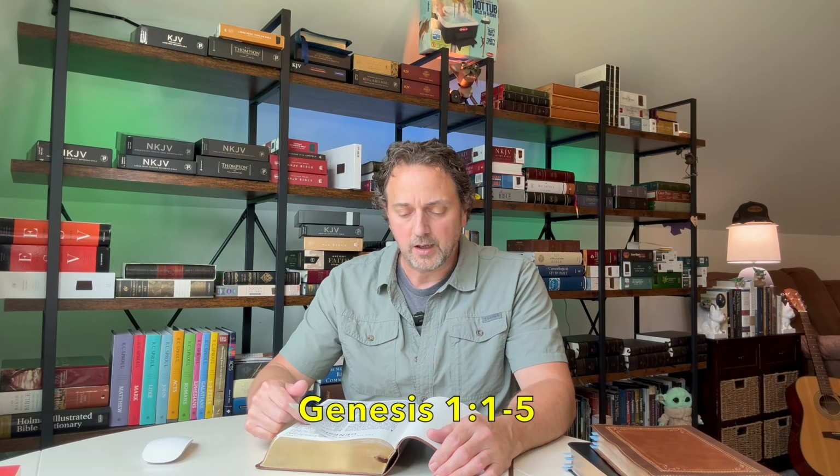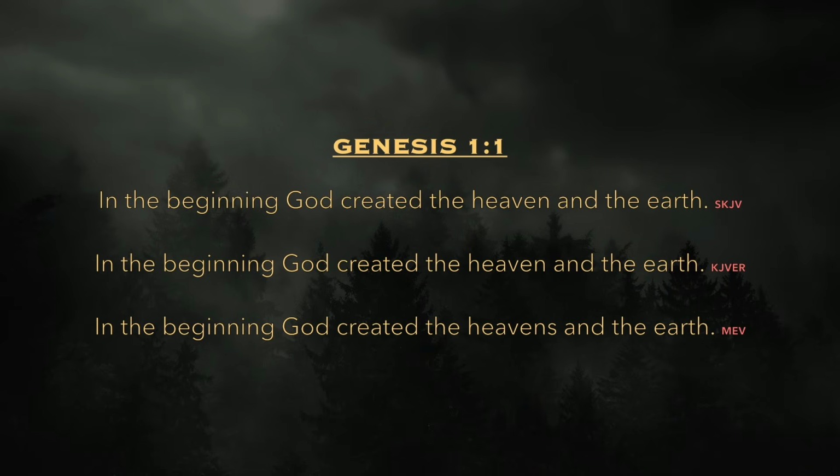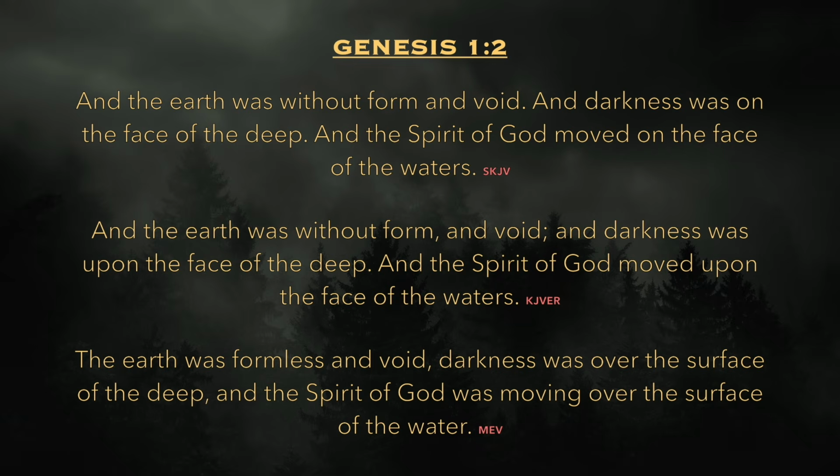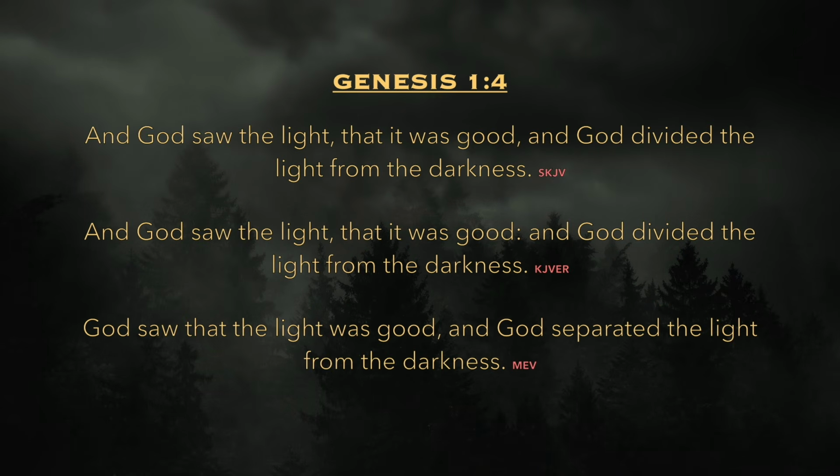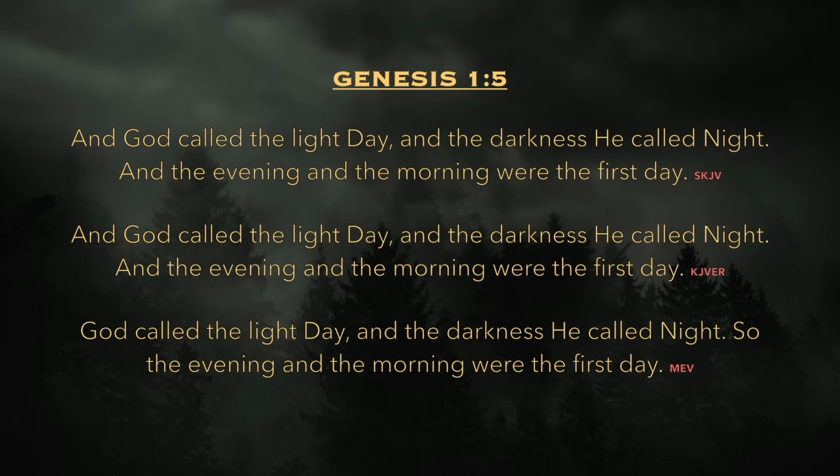Okay, first scripture is going to be Genesis chapter 1, verse 1. In the beginning, God created the heaven and the earth was without form and void, and darkness was upon the face of the deep, and the Spirit of God moved upon the face of the waters. And God said, "Let there be light," and there was light. And God saw the light, that it was good, and God divided the light from the darkness. And God called the light day, and the darkness he called night. And the evening and the morning were the first day.